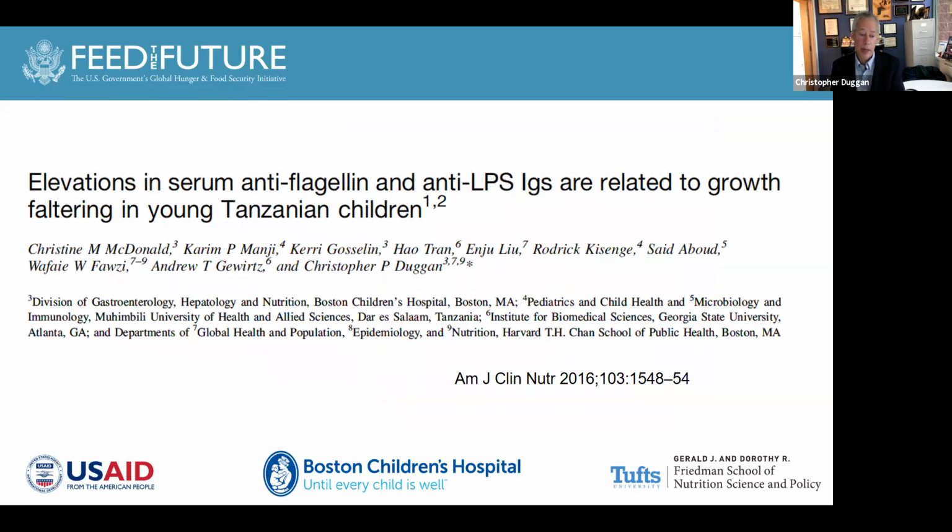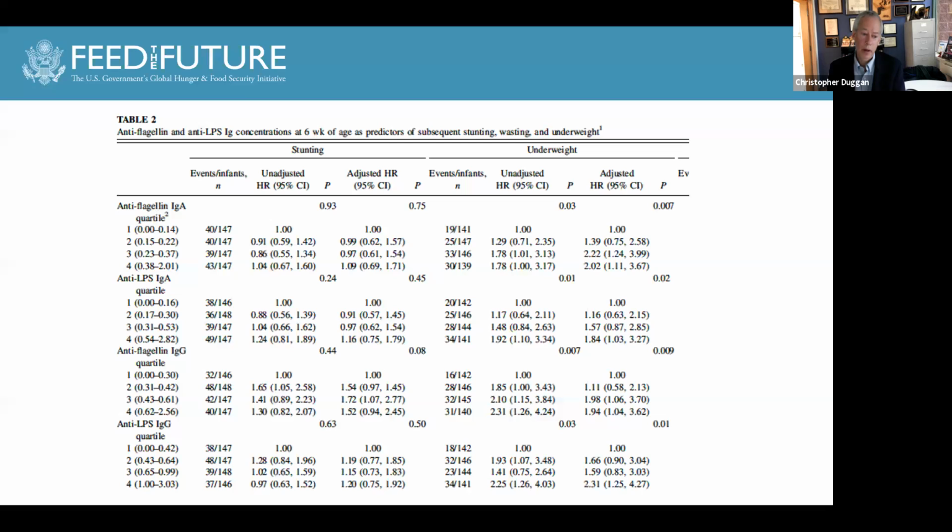The first paper that we published using serum antiflagellin and anti-LPS antibodies was performed in the setting of a randomized trial we had recently concluded in peri-urban Tanzania. Next slide. And on this table, we pointed out that regardless of which antibody we were measuring, be it antiflagellin IgA or anti-LPS IgA or IgG of these two components, next slide, there was a substantial doubling of the risk of subsequent underweight.